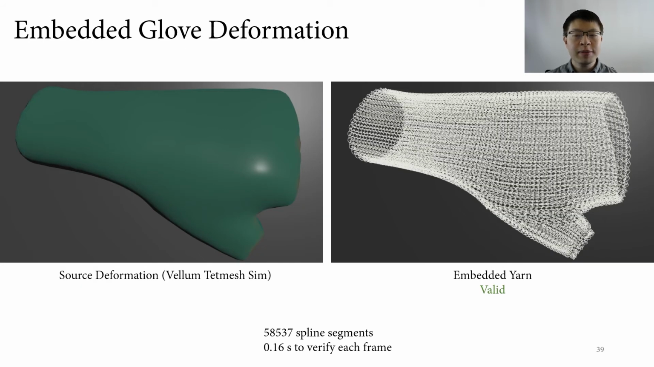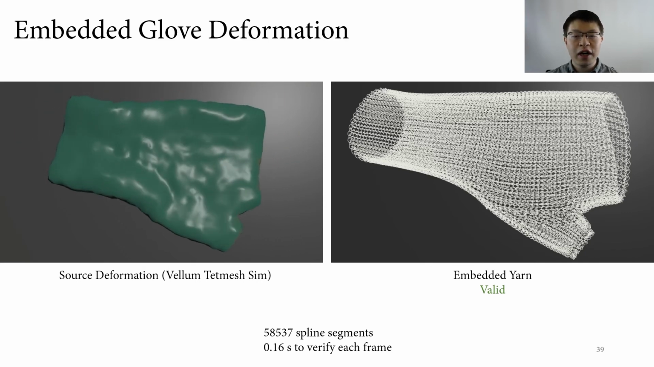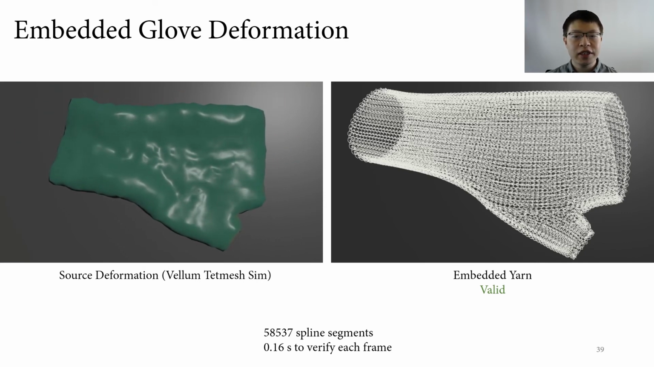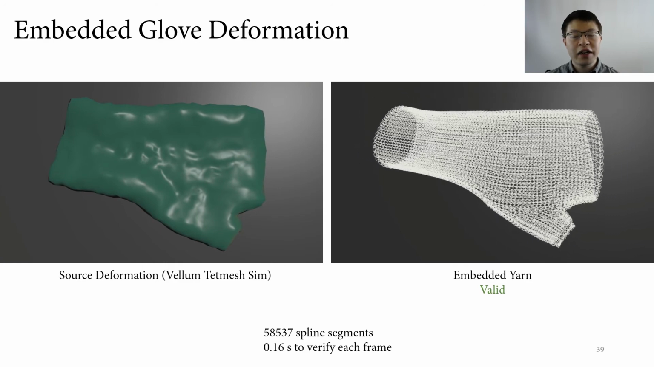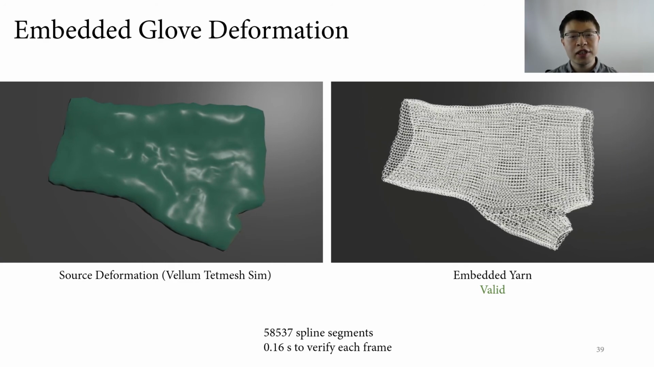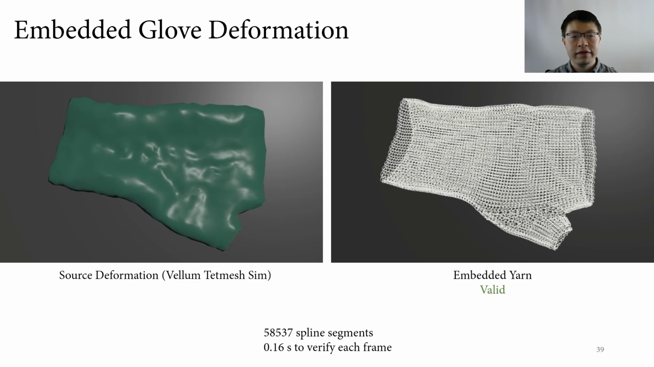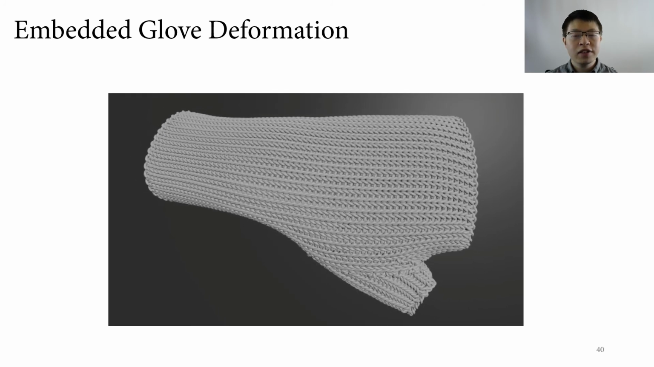We can also use cheaper deformers and yarn level simulators. In this example, we started with a vellum simulation of a glove as a deformable tet mesh. We animated our glove yarn model as an embedded deformation, and our method verifies that the topology remains valid. Here's the final render.